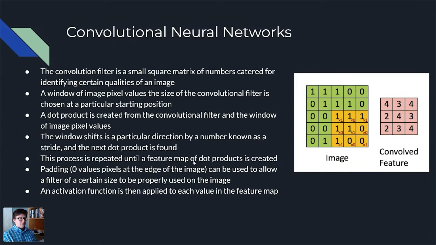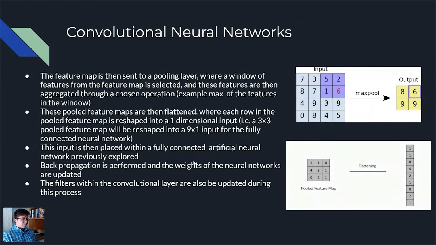And then an activation is applied to each portion of the feature map in order to, again, determine which features fire and which don't. It adds that layer of sophistication, that layer of nonlinearity to our convolutional filter. Then this is sent to what is known as the max pooling layer for further condensing.